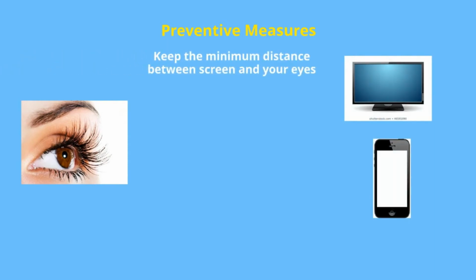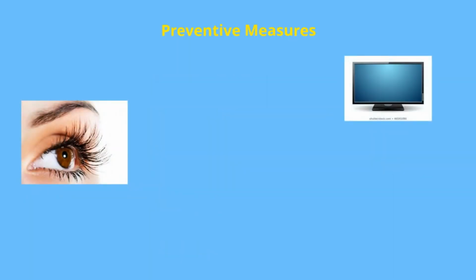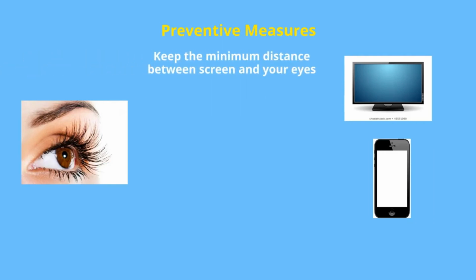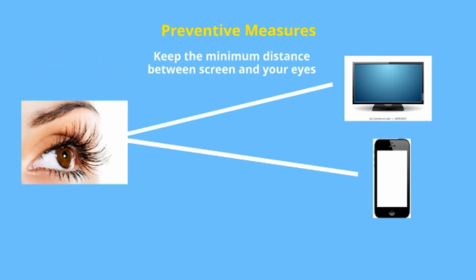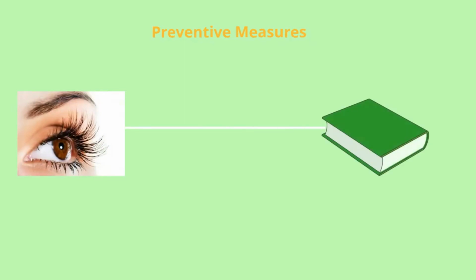It's the age of technology. When you're looking at the computer screen or mobile, make sure that your eyes are some distance away from the screen. The minimum distance should be between 30 to 40 inches. The same also applies when you're reading a book. Make sure that your eyes are not too close to the book.